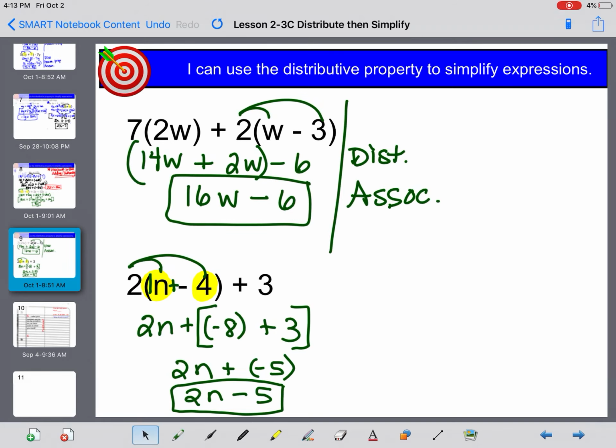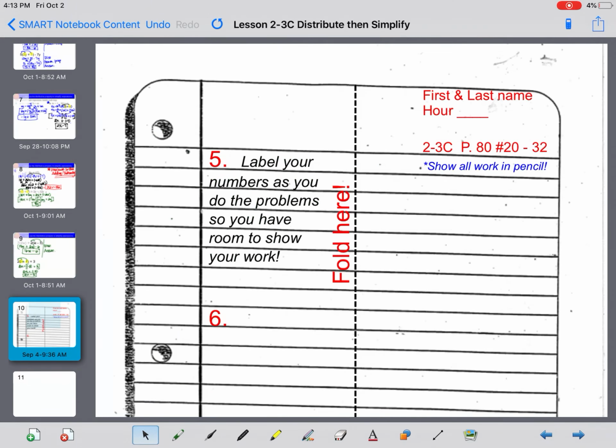All right, hopefully you have seen how we can use both the distributive property and combining like terms to simplify some pretty big expressions. So let's give it some independent practice here on 2-3C, page 80, numbers 20 through 32.